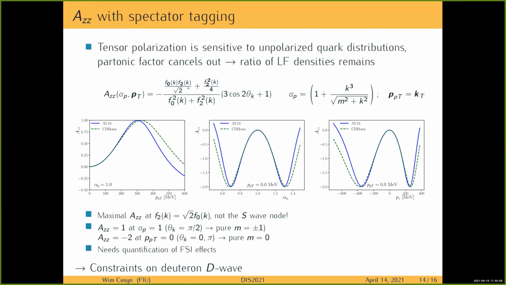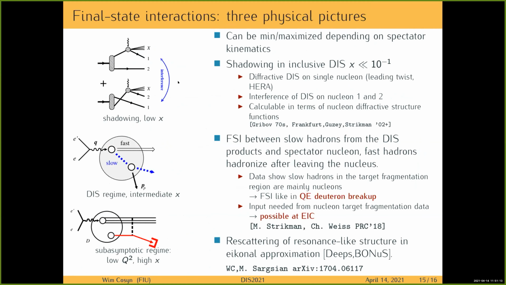Yes, I have. So what you get here in the tagged case is that you can actually maximize your asymmetry, so to +1 or -2, and you can use this to get to the high momentum part of your deuteron wave function. So that's the physics interest here. All right, so I have no more time to discuss final state interactions. I do want to mention we have to take them into account. For the tagged measurements, there are different kinematic regions: the shadowing region, intermediate x, high x. I'm happy to talk about this in private if you want to know about this, but I need to conclude.